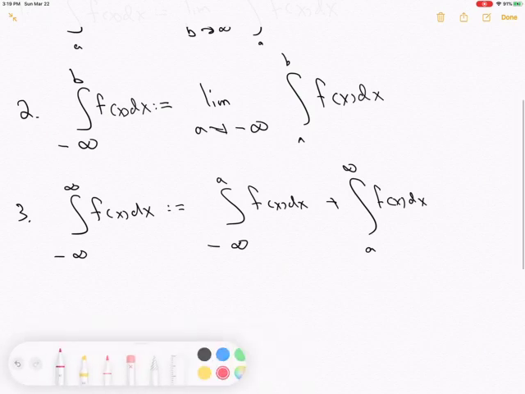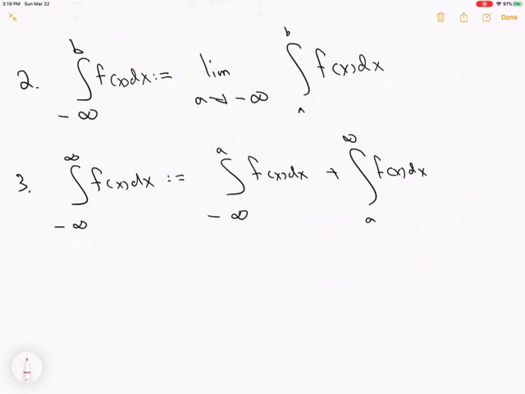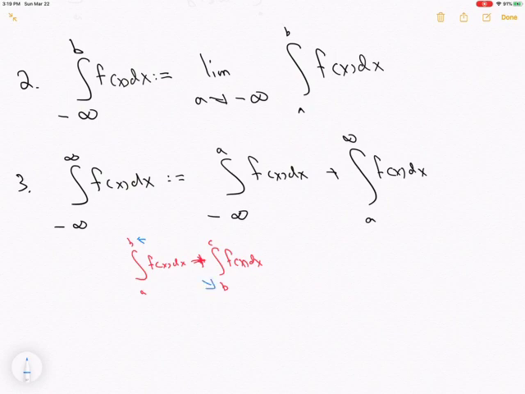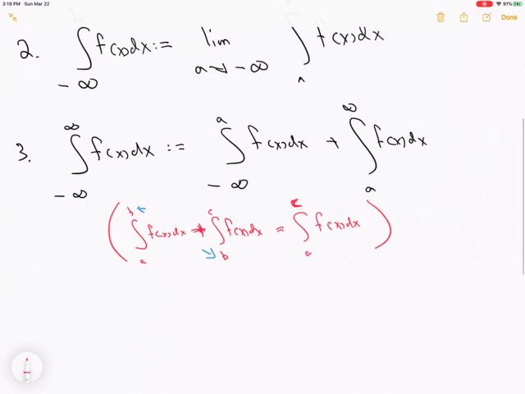In definition 3, we're using this general property of integrals: the integral from a to b of f of x dx plus the integral from b to c of f of x dx. It's the same function, and you want the upper bound of the first to match the lower bound of the second. Then one of the properties of definite integrals says this equals the integral from a to c of f of x dx. So that's where definition 3 comes from.